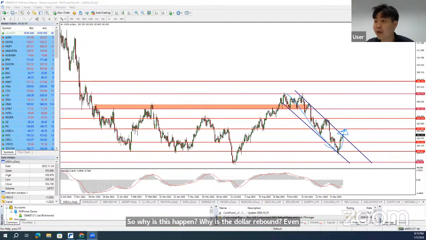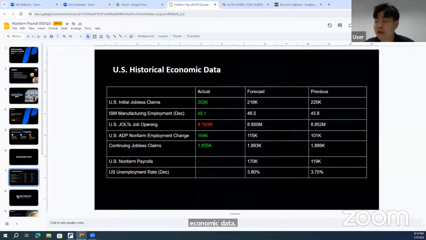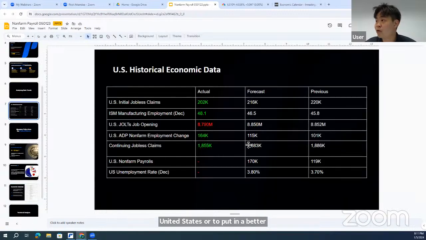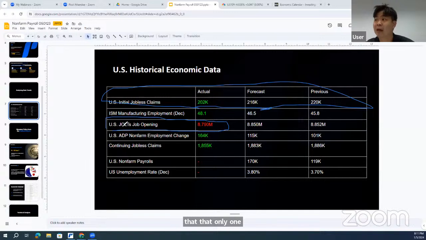Then we need to move on to the recent economics data. You can see that recently, most of the US economics data readings are much better than the market expectation. This is historical data from the United States, and you can look at it here. Most of the US economics data are better than the market expectation, mostly jobs data. According to the historical jobs data, only the JOLTS job openings are worse than the market expectations, but the others are much better than the market expectation.